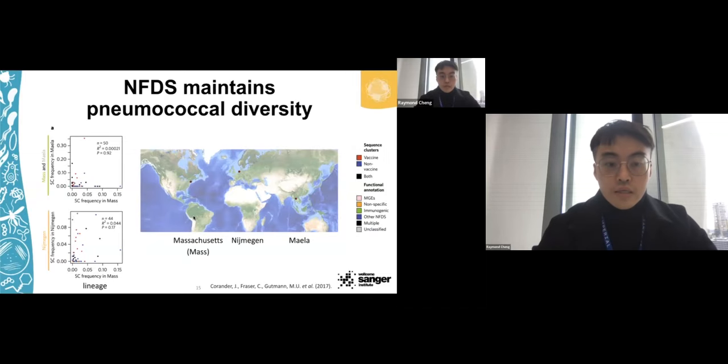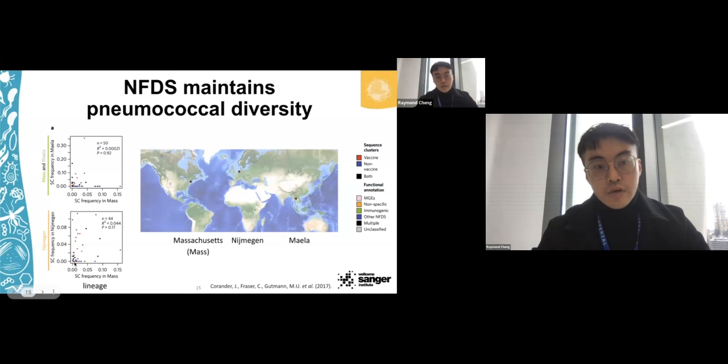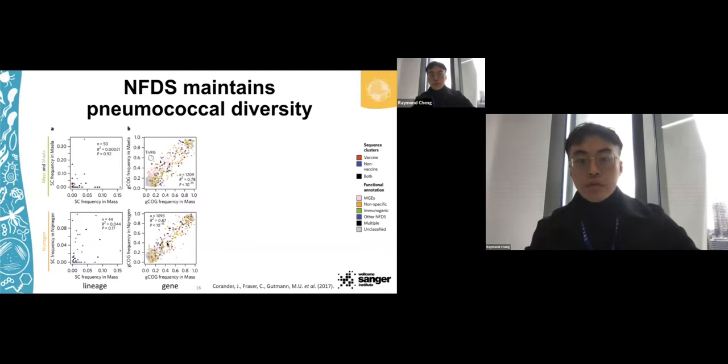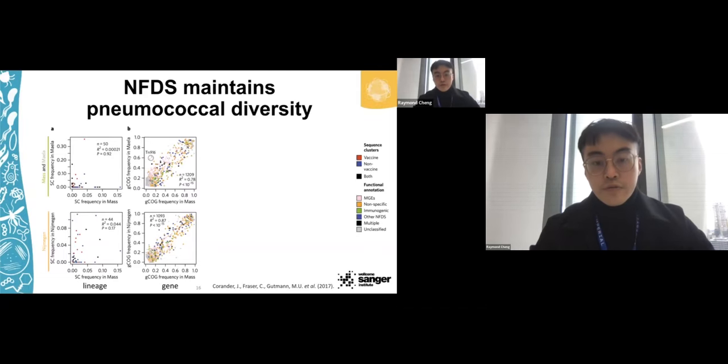First of all, they look into the lineage frequency distribution in different populations. For example, in this figure, they look at the lineage frequency in Massachusetts versus lineage frequency in Maela in Thailand, and also Massachusetts versus Nijmegen. They find that there is not much correlation between the populations at the lineage level. But when they look at the gene level, there's actually a high correlation of gene frequency in different populations.